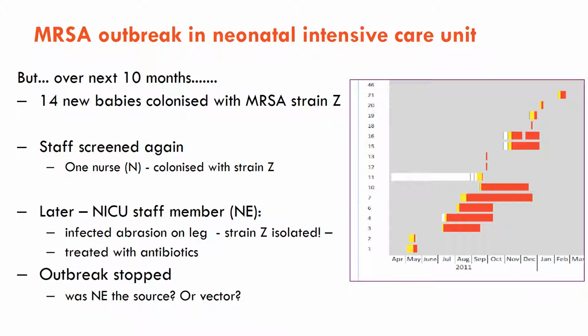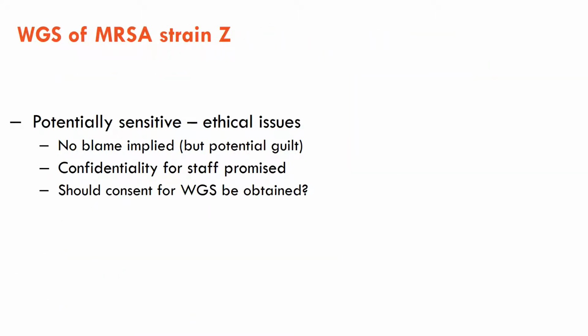And these results raised the possibility that one or other of these two nurses, and particularly possibly Nurse N, might have been the original source, had been missed by one of the two bouts of screening, or else a vector of the MRSA strain. This question was potentially answerable by whole genome sequencing, but to do that, and this was only considered some months after the outbreak had ceased, raised a number of ethical questions.